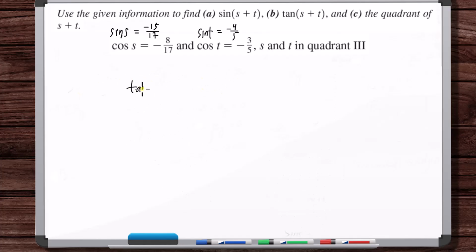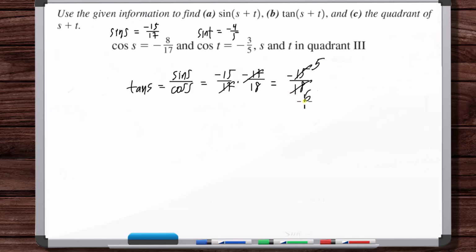Okay, so now tangent S is sine S over cosine S. So that's going to be minus 15 over 17 times, and then minus 17 over 18. So minus 15 over 18. 15 divided by 3 is 5. 18 divided by 3 is 6. So minus 5/6.